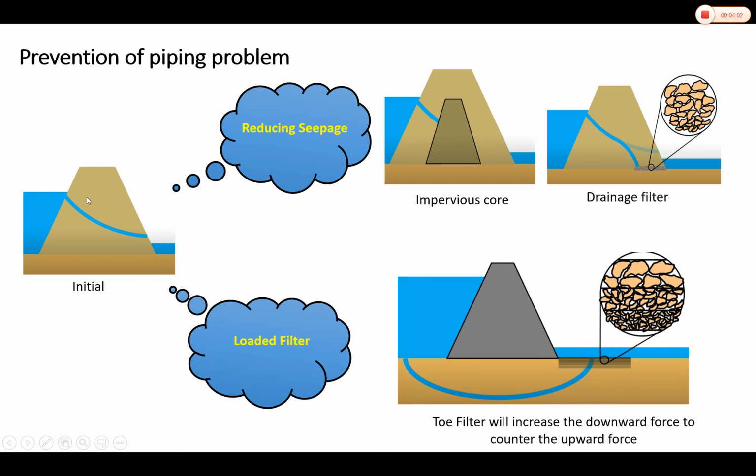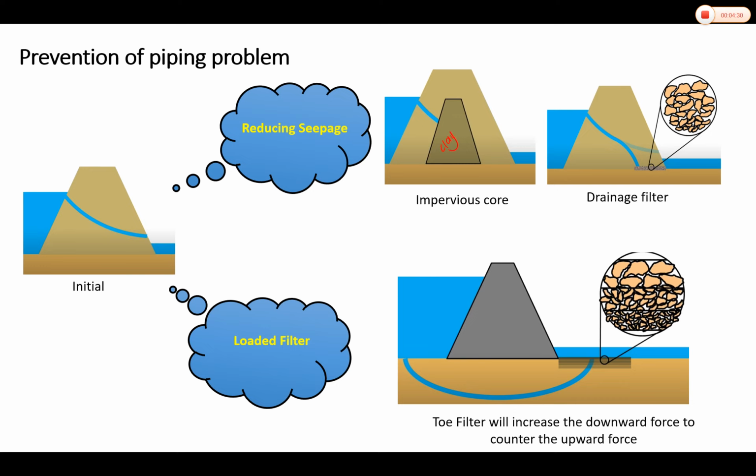So let's say we have an earth embankment here. Initially the flow of seepage will be like this, and then to reduce the seepage, we will have the impervious core in the middle of the earth dam. The impervious core is made of impermeable material, for example clay. So it will reduce the seepage.